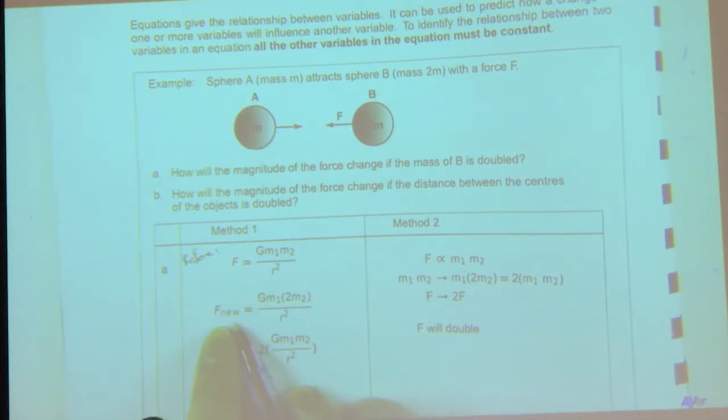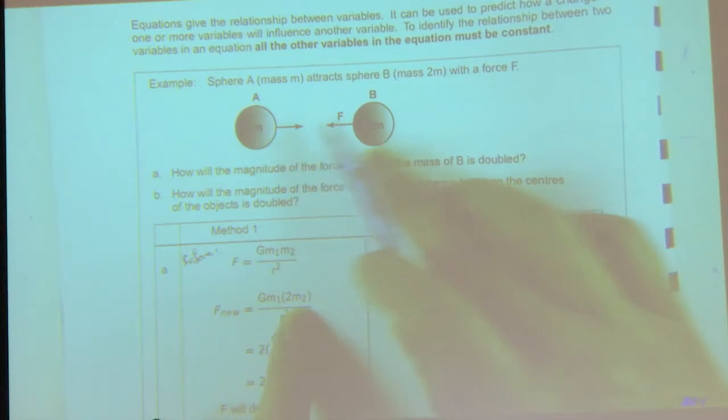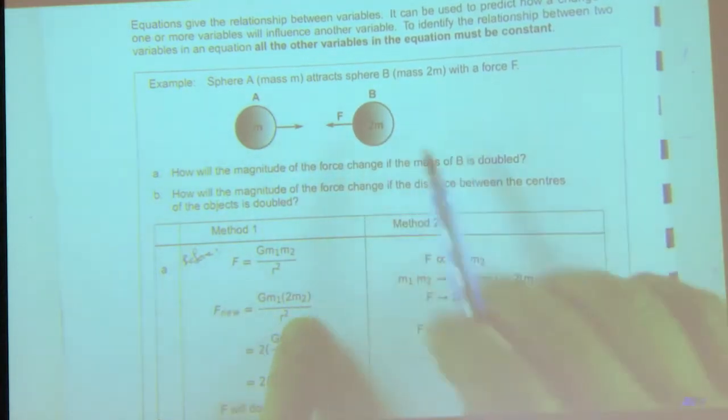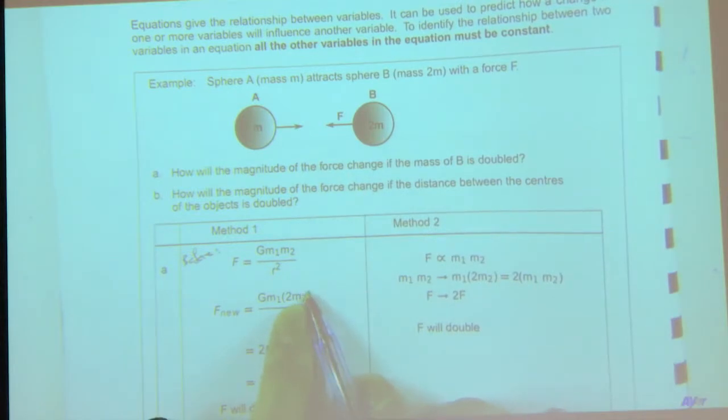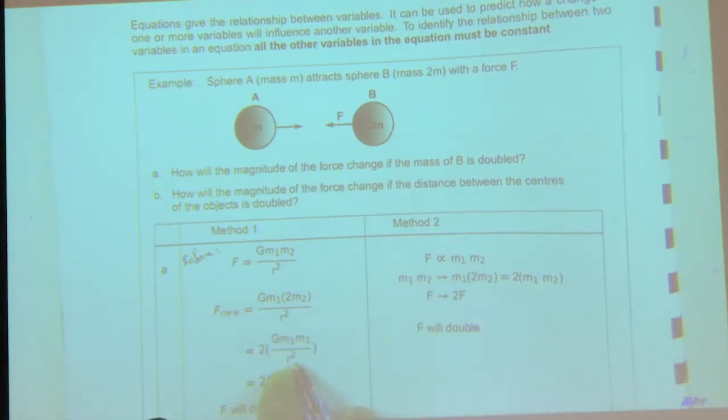Now I've got a new F. Did big G change? No, you didn't leave our universe, so the universal constant is constant. Did small m change? No, they said nothing about it. They changed the other one. It doesn't matter if it's M1 or M2, but one of them has doubled. Anything about the radius, the distance between the centers? Nothing, so we take that as staying constant.